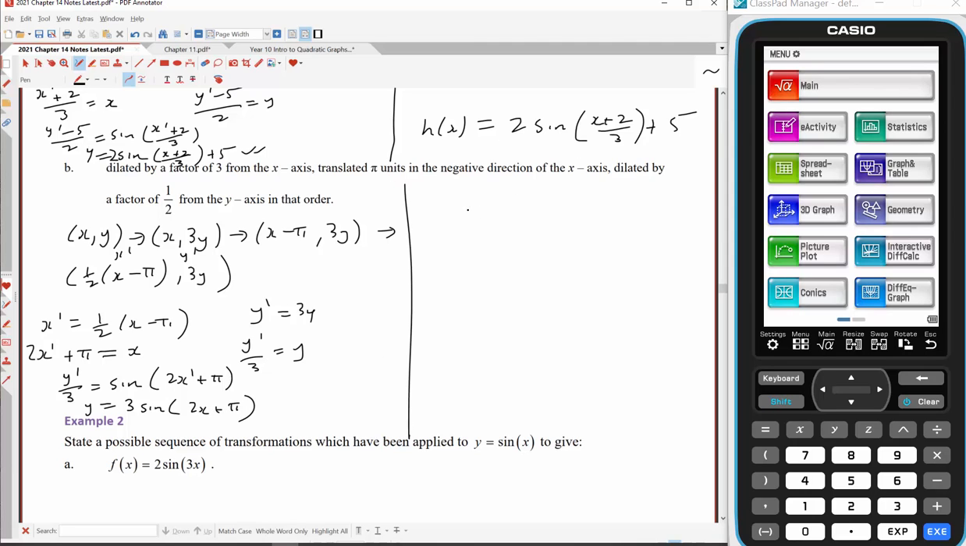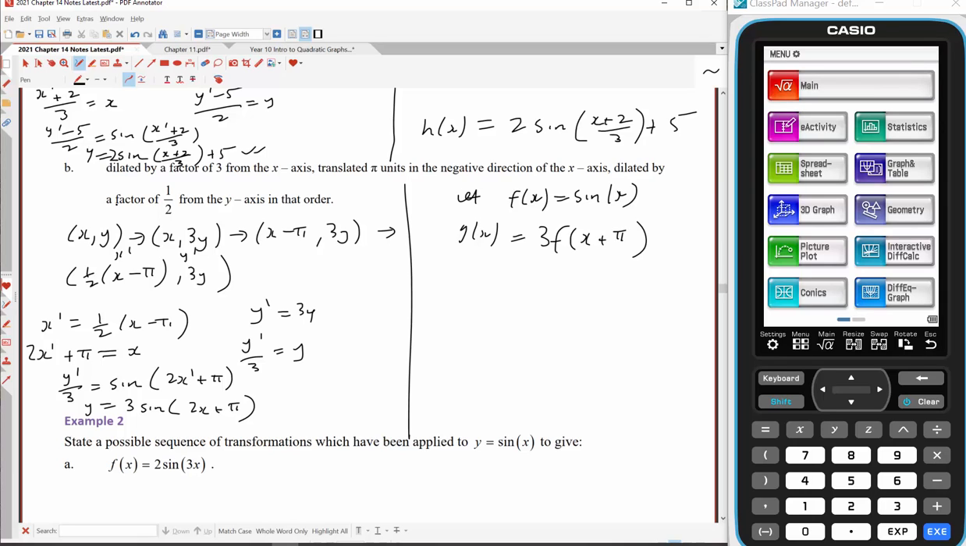Alright, let's go functions. So let f of x equal the sine of x. Let's do dilation by a factor of 3, and we'll do the translation as well. So let's go g of x equals, so 3 from the x-axis is 3 lots of f of, so translated pi units in the negative direction means we drop in x plus pi.